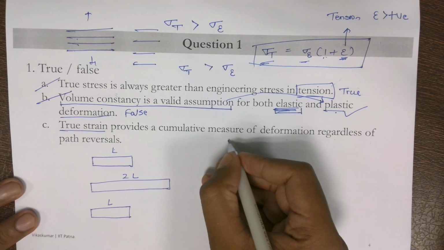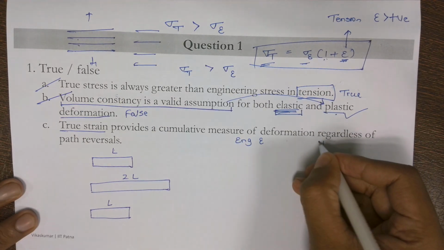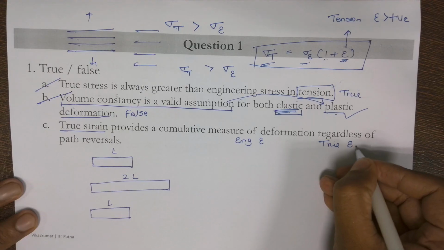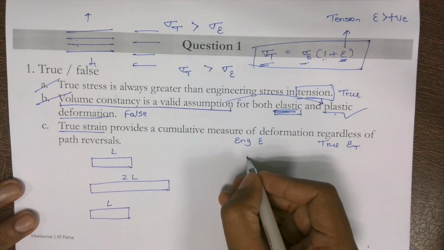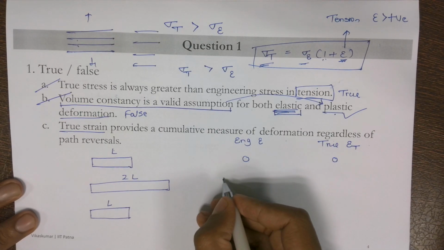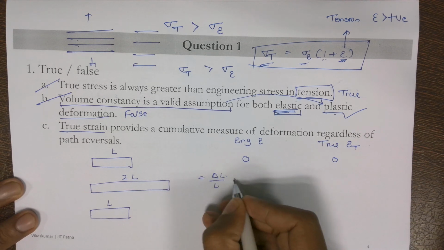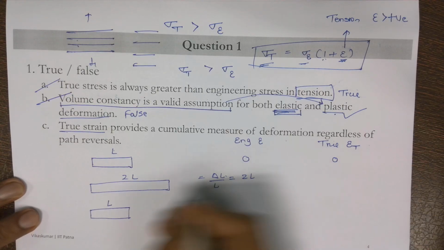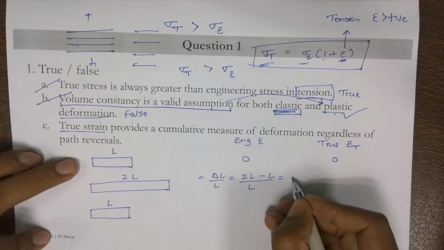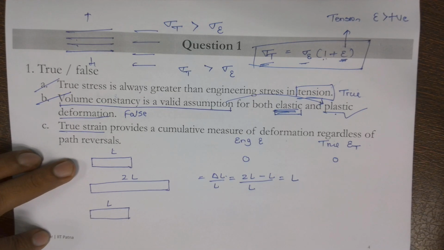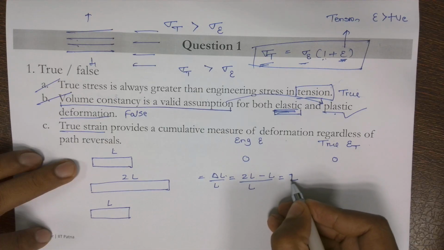So when we talk about the true strain and engineering strain, here I am writing about the engineering strain. It will tell us the change in the length divided by the original length. Initially there is 0. Here the change is the final, 2L, minus initial, which is L, divided by the initial L. So here we'll get 1, right?